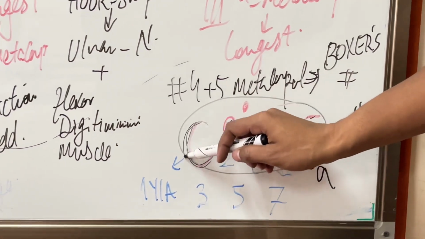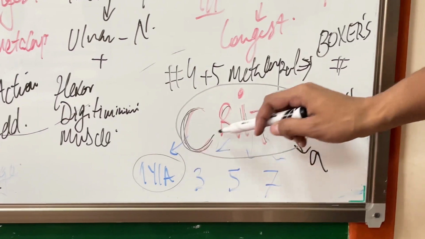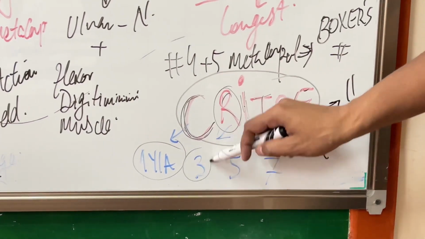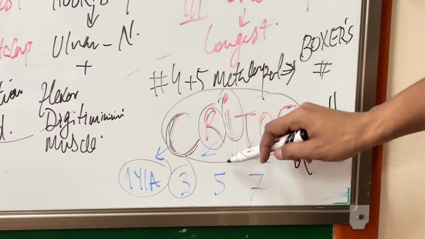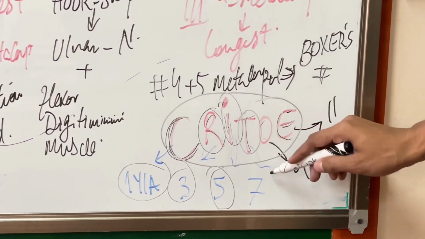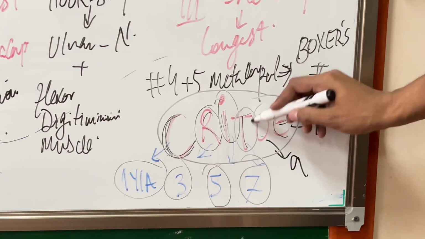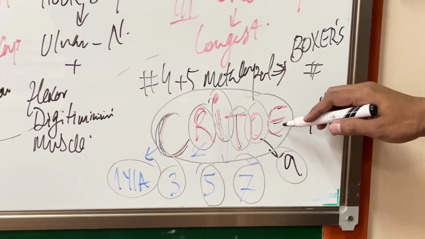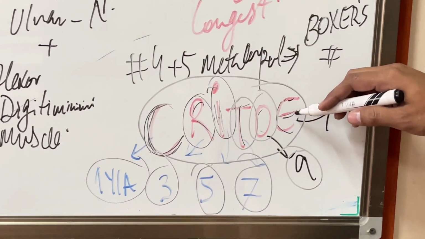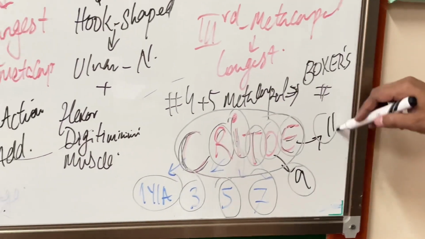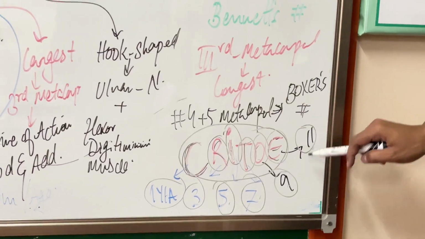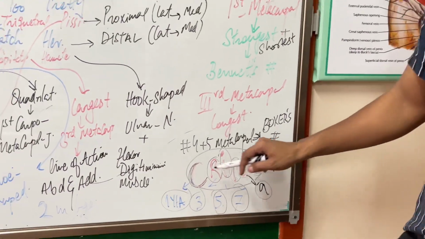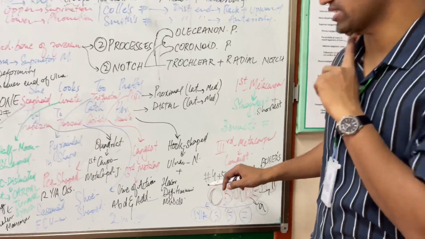So the capitulum ossifies at the age of 1, the radial head at the age of 3, the internal or medial epicondyle at the age of 5, the trochlea at the age of 7, the olecranon at the age of 9, and the external or lateral epicondyle at the age of 11. You can see these are the odd numbers 1, 3, 5, 7, 9 and 11. These are the years of ossification, and this is the sequence of ossification in the elbow joint.